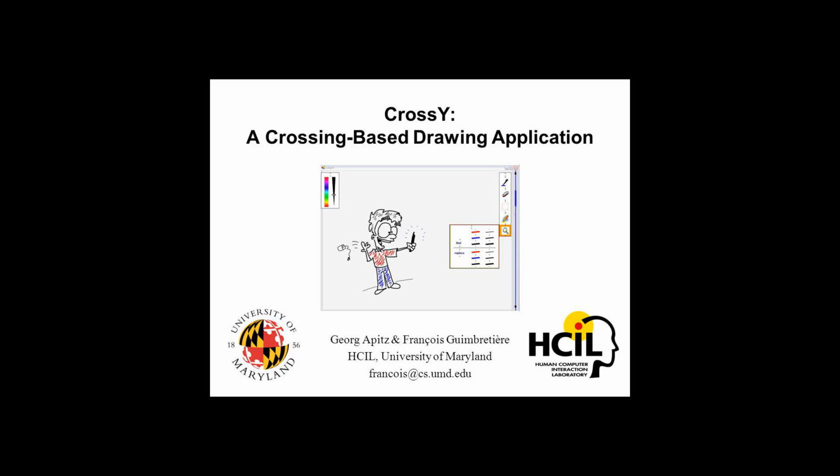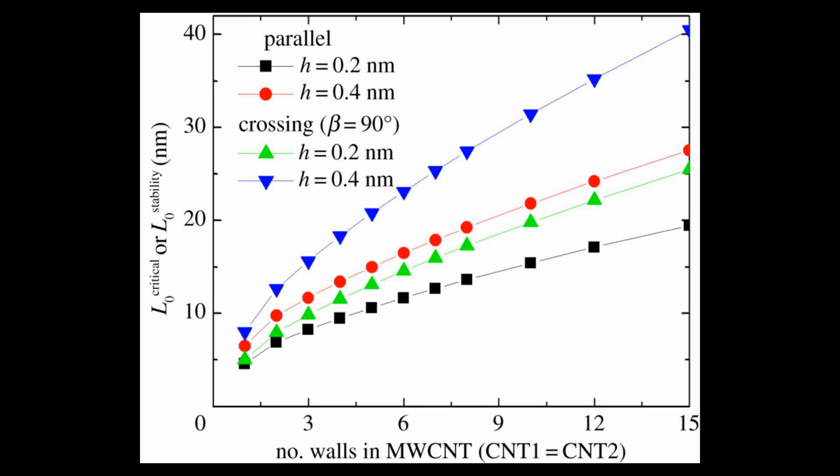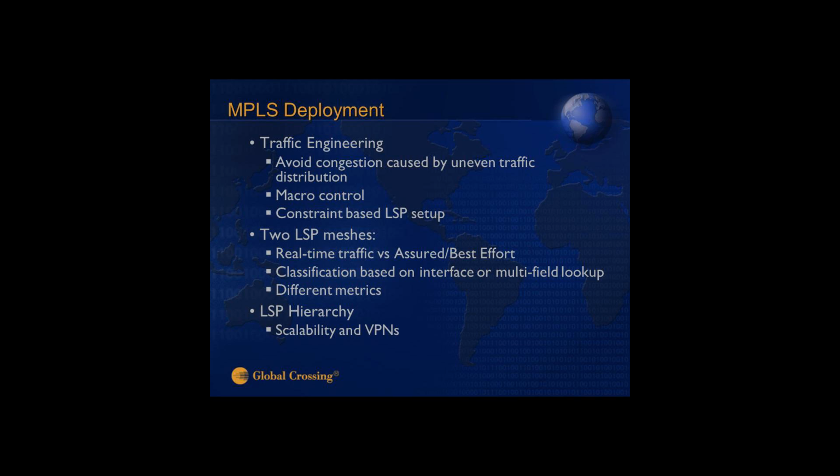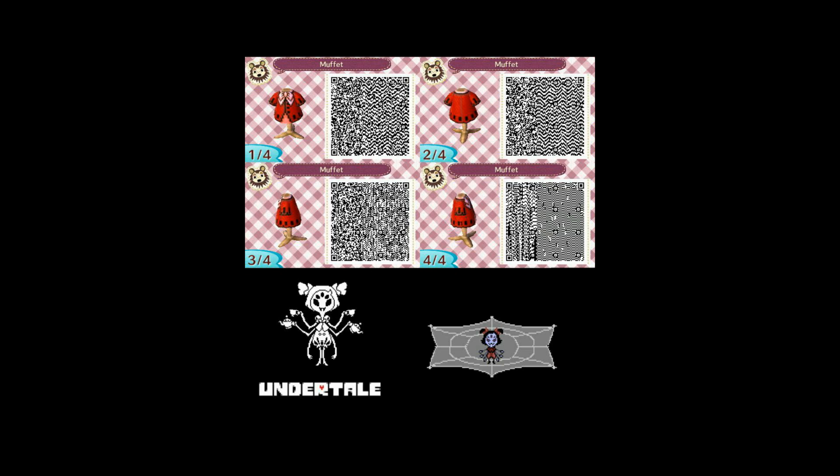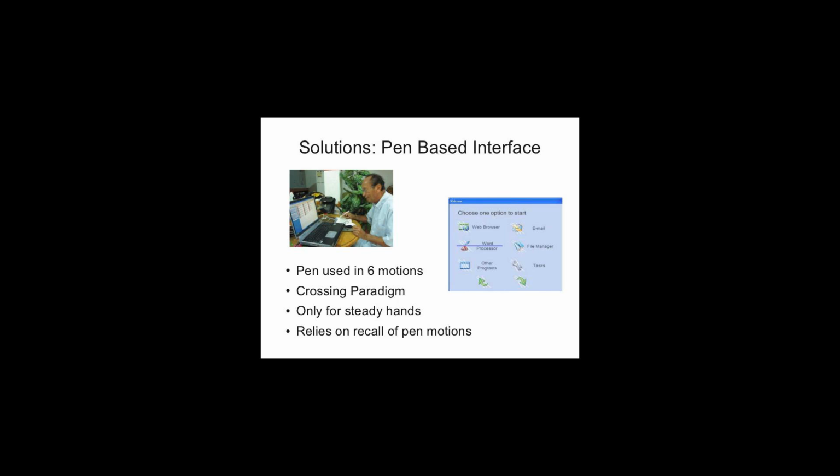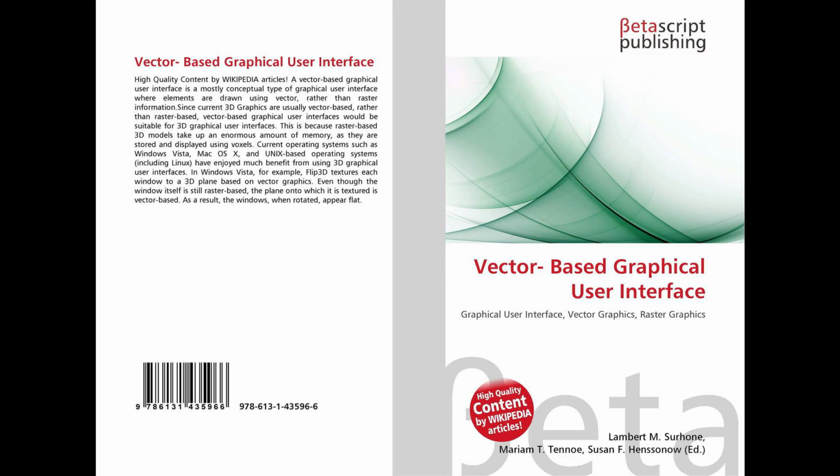Original work. Accot, J. and Zhai, S. 2002. More than dotting the i's. Foundations for crossing-based interfaces. In Proc. of CHI 2002. ACM Conference on Human Factors in Computing Systems. Minneapolis, Minnesota, April 2002. pp. 73-80.